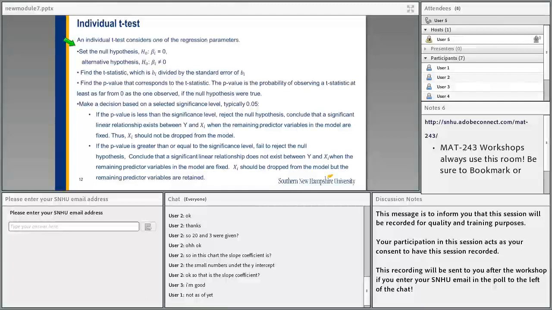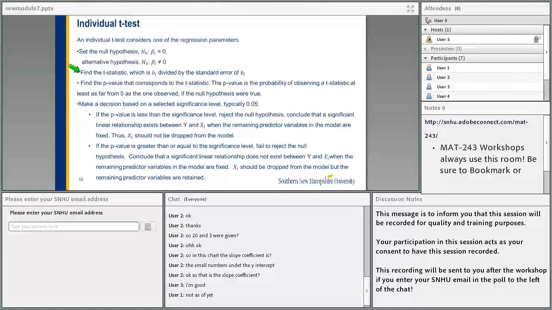Right. Next is the individuality test. So here we will specifically test one parameter, beta 1, beta 2, or beta 3. So an individuality test considers one of the regression parameters. So my null hypothesis will be beta i equals 0. So i can be any value. Depending upon what the question is, you'll either say beta 1 or beta 2 or beta 3. The alternate would be beta i not equals 0.